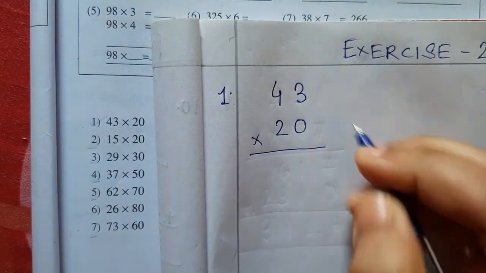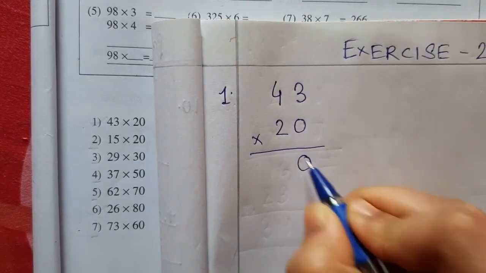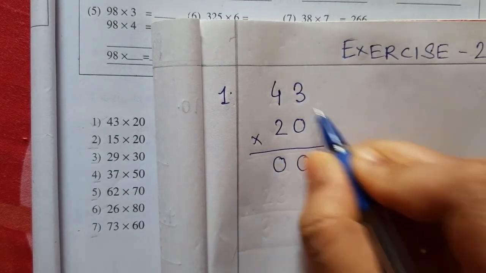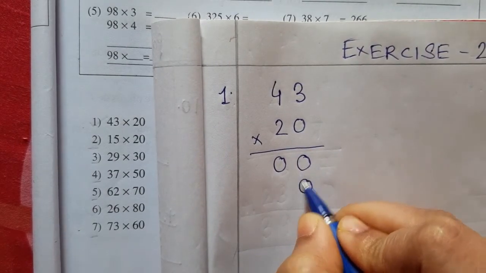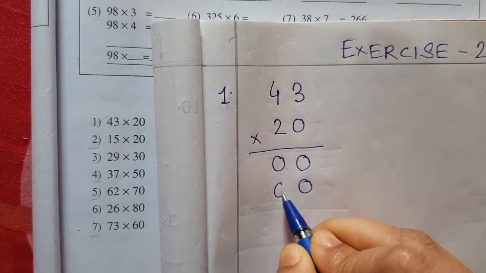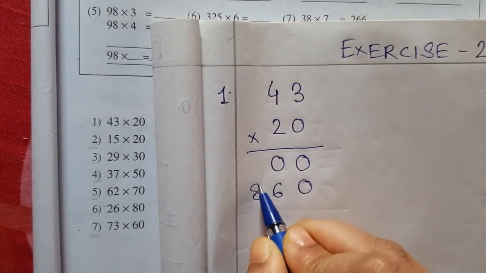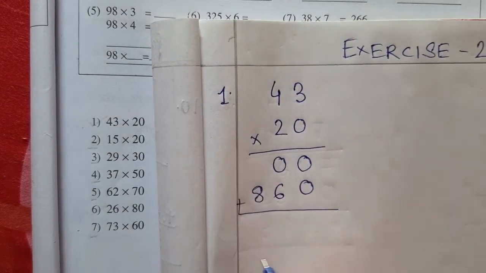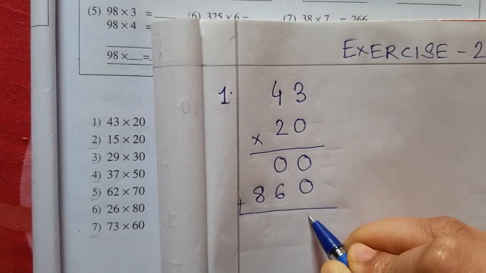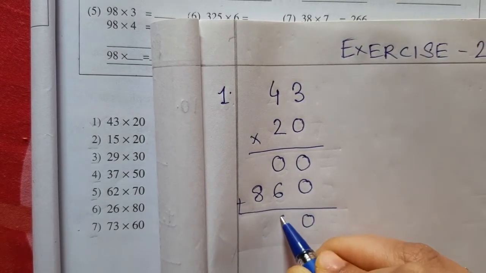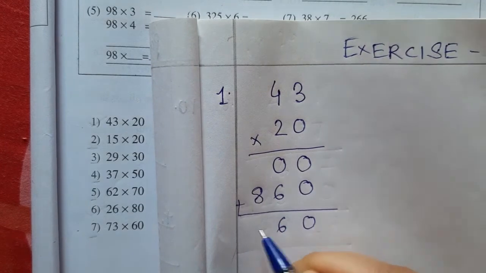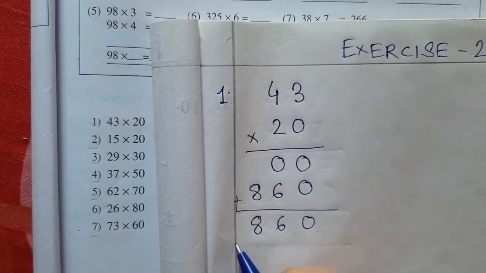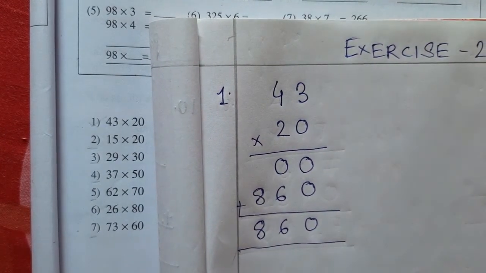Now let's solve this. 0 3s are 0, 0 4s are 0. You know you have to put a 0 here. 3 2s are 6, 4 2s are 8. 0 plus 0 is 0. 0 plus 6 is 6. Nothing is there, so 8 will come down. 860 becomes the answer. Easy.